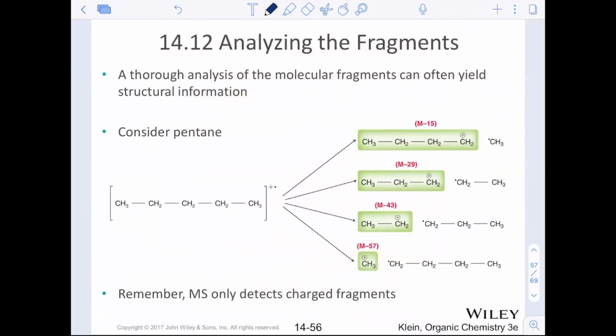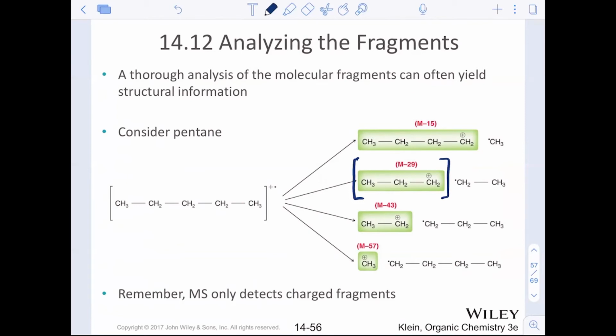Analyzing the fragments, big thing to start thinking about. Let's go back to that pentane structure that we saw. The parent ion was the full 72 mass to charge ratio. The base peak was 29, right? And so that base peak of 29 tells us that the typical fragment that we would see is 3 carbons for that carbocation and ethyl group popping off, an ethyl radical popping off.